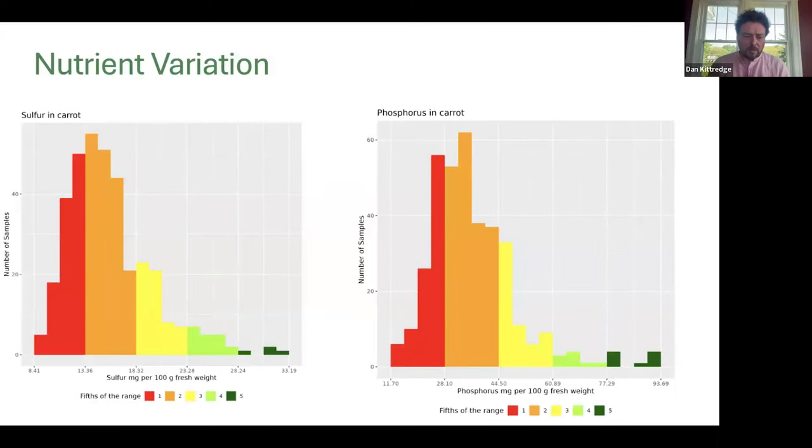So I want to spend a couple minutes here on these results. They're quite powerful. I think this is really the bulk of what I want to be talking about here today in this presentation, is what we found so far. So on the left, you can see that left graphic. On top, it says sulfur in carrot. So we're looking here just at one element and one crop. So this is the range of sulfur in the carrots we looked at.